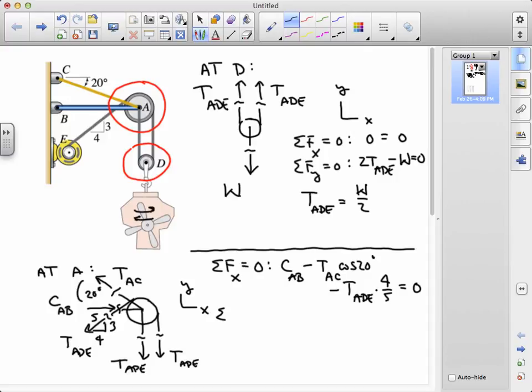In the Y direction, we have the Y component in AC, which is TAC sine 20, minus the component in the inclined segment of ADE in the Y direction. This is minus TADE times 3/5. And then we have the 2 segments in ADE which are pointing straight down, so minus 2 TADE equals 0.